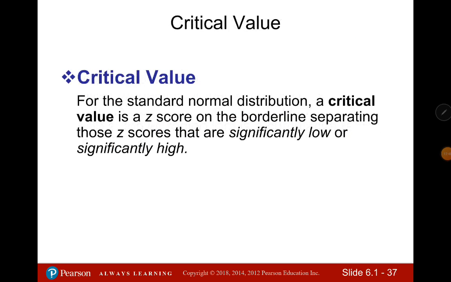So let's check another important definition called the critical value. Critical value is a Z-score. So make sure you understand critical value is a Z-score. This Z-score is a special one. It's on the borderline, separating Z-scores that are significantly low or significantly high. So basically, you should remember, critical value is just a Z-score, and this Z-score is a borderline.